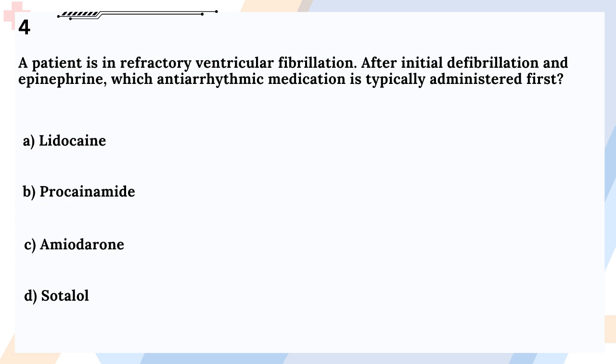Question 4. A patient is in refractory ventricular fibrillation. After initial defibrillation and epinephrine, which antiarrhythmic medication is typically administered first? A. Lidocaine. B. Procainamide. C. Amiodarone. D. Sotalol.